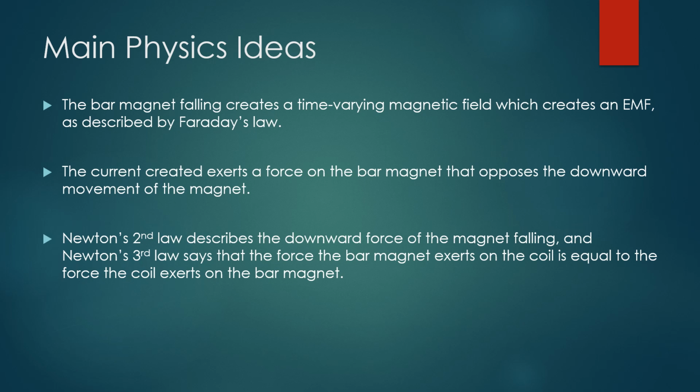The main physics ideas in this lab were that the bar magnet falling creates a time-varying magnetic field, which creates an EMF as described by Faraday's law. The current created exerts a force on the bar magnet that opposes the downward movement of the magnet. Newton's second law describes the downward force of the magnet falling based on its mass, and Newton's third law says that the force the bar magnet exerts on the coil is equal to the force the coil exerts on the bar magnet.